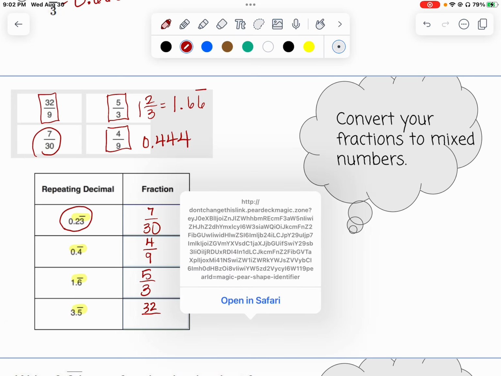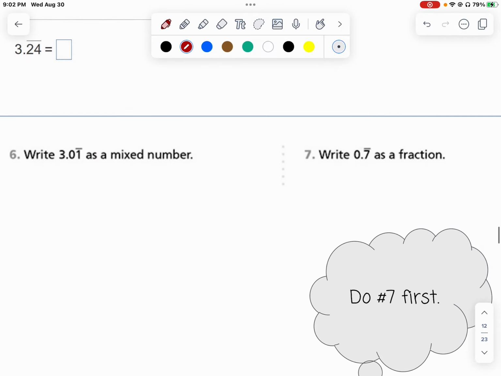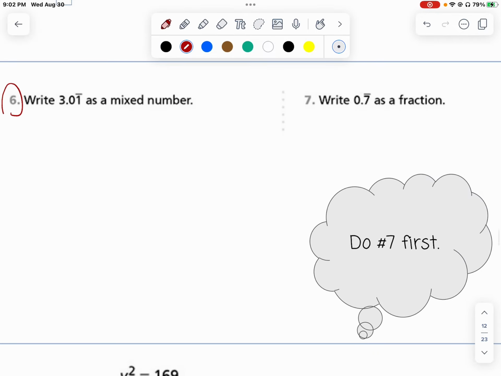Most of the time when you have a multiple answer problem like this, it is really important that you take your time, do the ones you know for sure, and then work your way to the other ones. You already did that one. This one's a challenge. I want to see what you guys can find on the internet for that one. This one should have been easy peasy. Did you get 7 ninths?